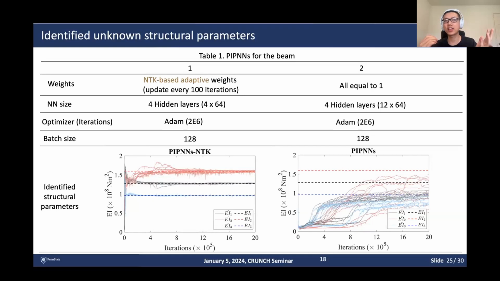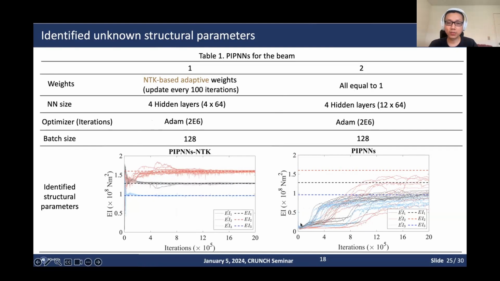So the second step is we can compare the predictions. Firstly is to identify the unknown structural parameters. So the first row is with the NTK, that's the adaptive weight. And the second row is where all the weights are equal to 1. You can find the neural network size is the same. The optimizer, the batch size is the same. But without the NTK, it cannot converge to the ground truth.